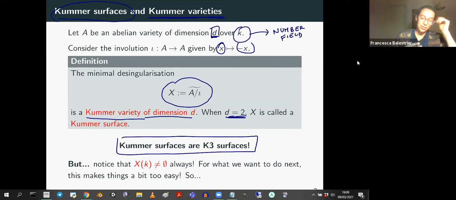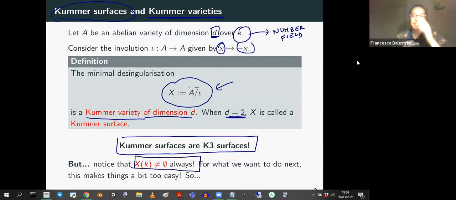The second observation is a more trivial one. The observation is that with this construction, such a variety always has a k-rational point. And some people might find this a good thing, and it is a good thing, it's not a bad thing. Why should it be a bad thing?